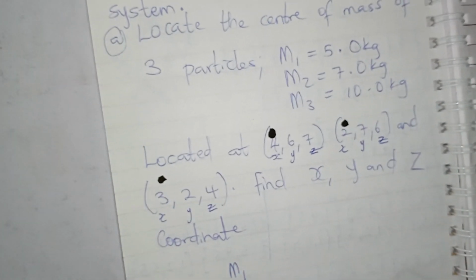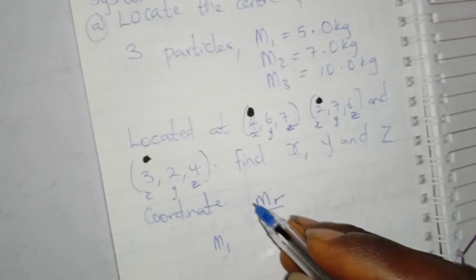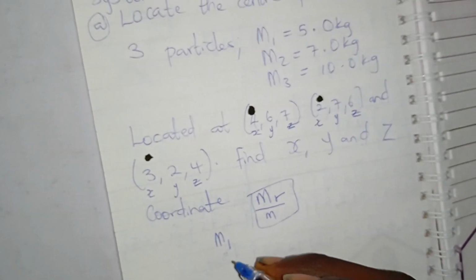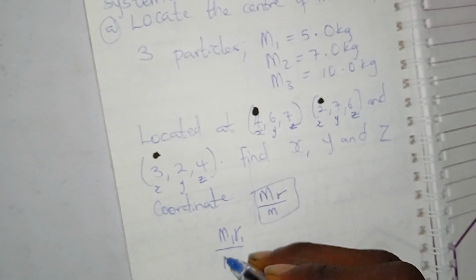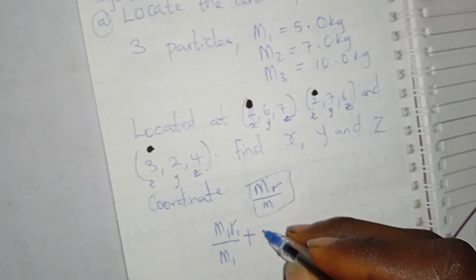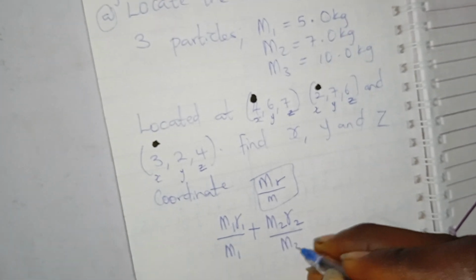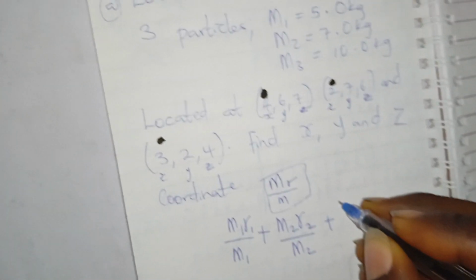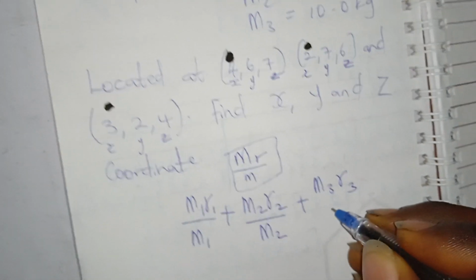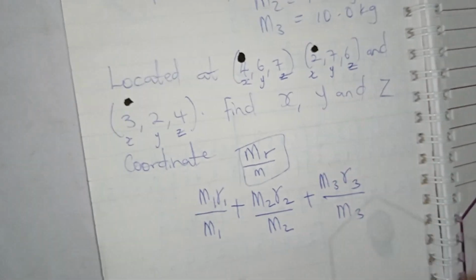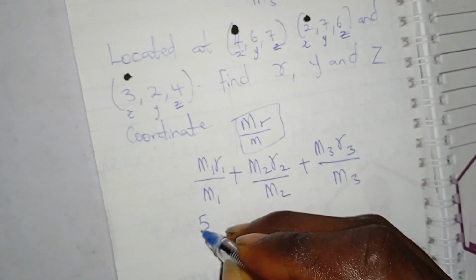So using our formula, MR all over M, it simply means that M1 R1 all over M1 plus M2 R2 all over M2 plus, this is a situation where three particles are given to us, plus M3 R3 all over M3. So if I know this, substituting it, I'll now have M1 is 5.